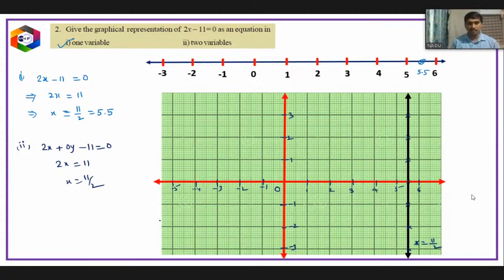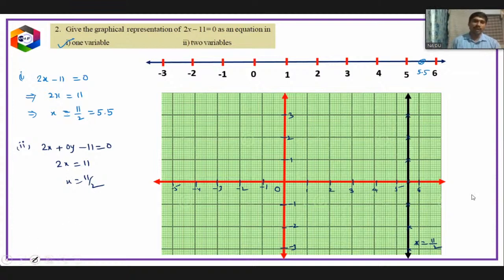So this same question we represented on the number line by assuming one variable. If you assume two variables, then it has a different solution on the Cartesian plane. It will be a straight line and it has infinitely many solutions. I think, children, it is clear.